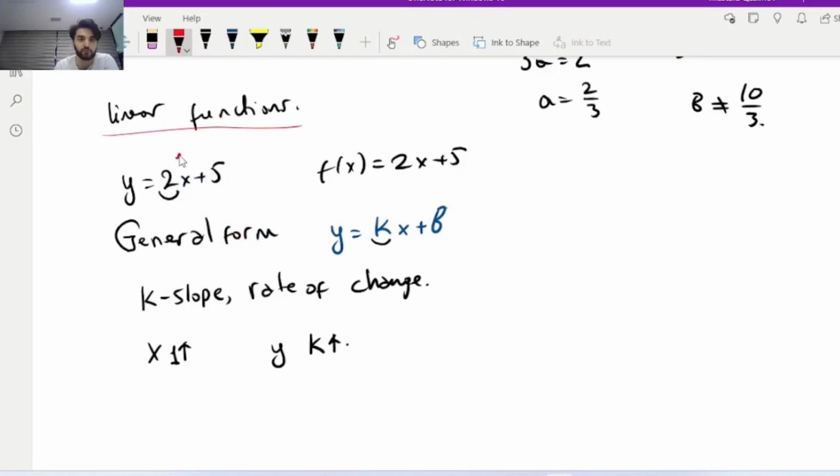Here, if we put 1 instead of x, we will get 7 here. If we increase this one to this one by 1 unit, it will be 2. When we put 2 instead of x, we will get 9. So we increase x by 1 and y will increase 2 units.